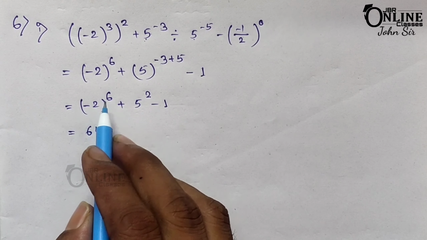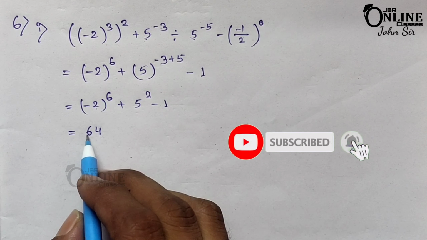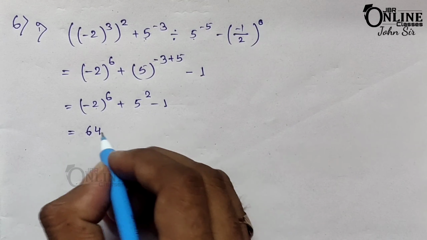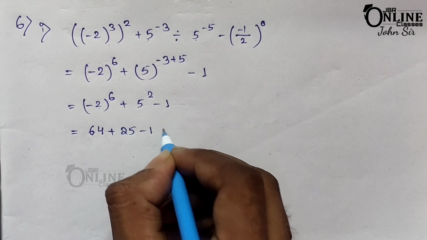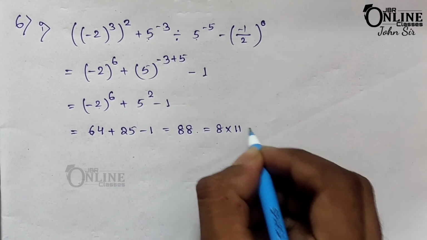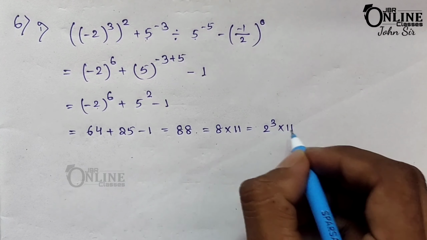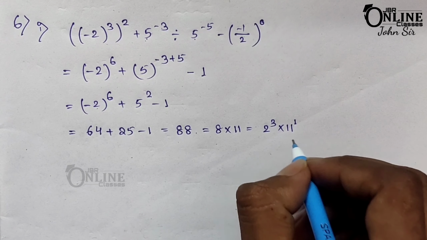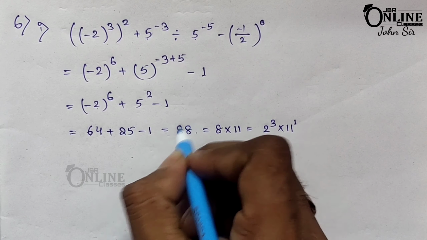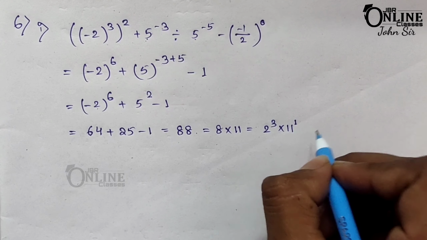Always remember that if the power of the given number is an even number, then the final value will always be a positive number. So here 2 to the power 6 equals 64. Now 5 square means 25, then minus 1, so it becomes 88. Now 88 means 8 into 11, so that equals 2 to the power 3 into 11. Okay, 2 to the power 3 into 11 to the power 1. That is the exponential form. You have to find the answer in exponential form. That's why I broke down this number 88 into 8 into 11. So we get 2 to the power 3 into 11 to the power 1.